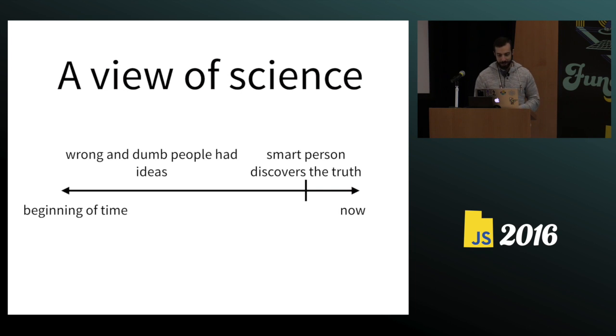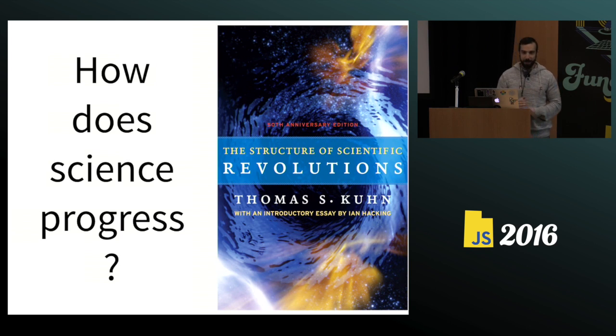That's not quite how science works. My favorite model comes from this book by a guy named Thomas Kuhn. It's called The Structure of Scientific Revolutions. And it's pretty readable. It's not very technical or super academic. If you're interested in these topics, I'd recommend it. And he basically gives a model for what science is and how it progresses.